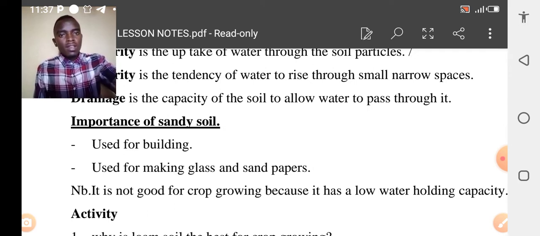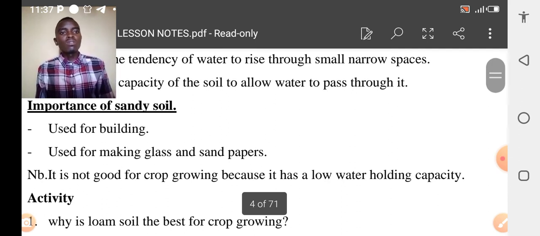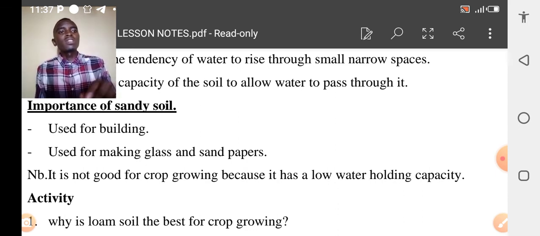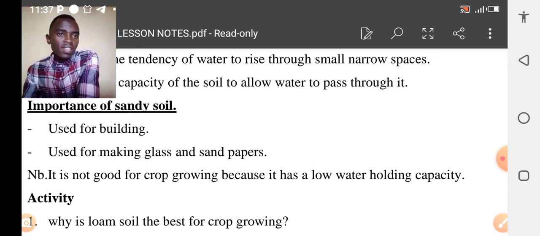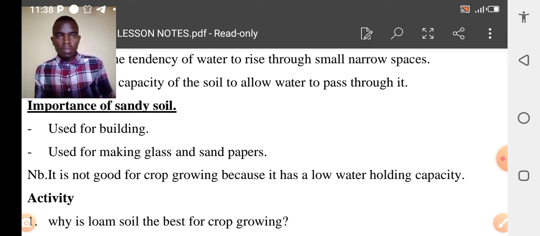NB, or nota bene, it is not good for crop growing because it has a lower water holding capacity. I have told you that this sand soil does not hold water. It has a lower water holding capacity, which means the plant can dry quickly, because sand soil loses water very quickly.